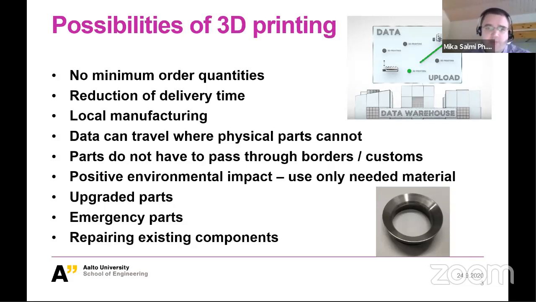With better performance, like you get software updates at certain points. Or if you need to get the factory running, you can maybe make some emergency part that will run before the actual part comes, but you can make it fast and use it immediately. Or there is the possibility to repair some existing components.